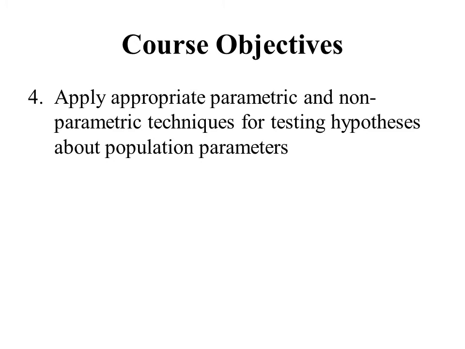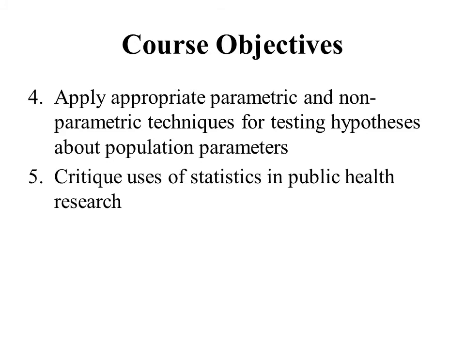Okay. Number 4, apply appropriate parametric and non-parametric techniques for testing hypotheses about population parameters. So this is more generically called hypothesis testing, and we're going to talk about both so-called parametric tests and non-parametric tests. These are going to be things like the t-test, the chi-squared goodness of fit test, probably things that you saw back in your Intro to Stats class.